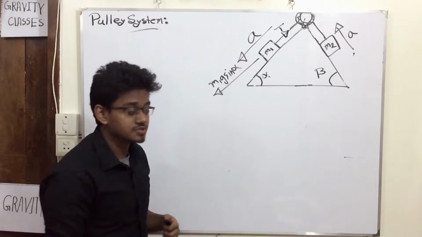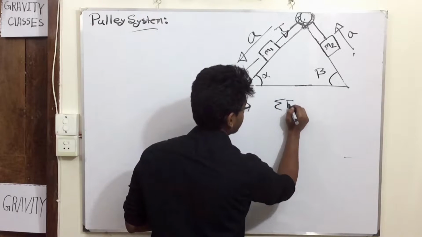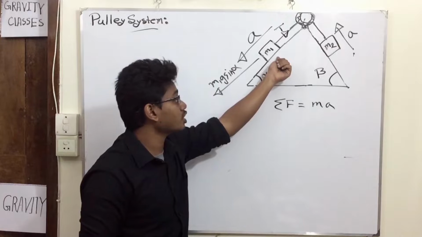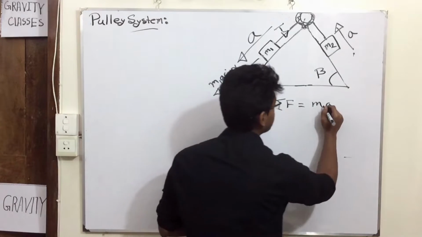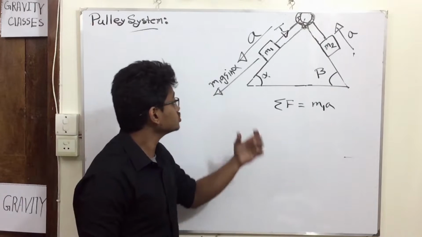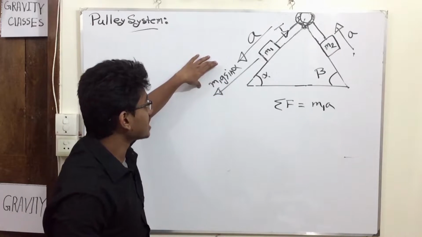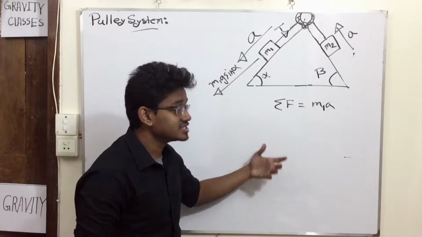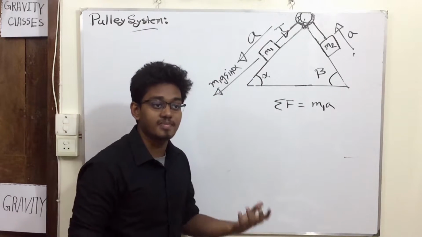Now we're going to use Newton's second law, which is summation of F equals to MA. We are considering it for this M1 object only. So MA becomes M1A. Now summation of F. There are two forces working here. M1 G sine alpha and tension. They're in the opposite direction. So their signs would be opposite. If one is plus, the other would be minus.